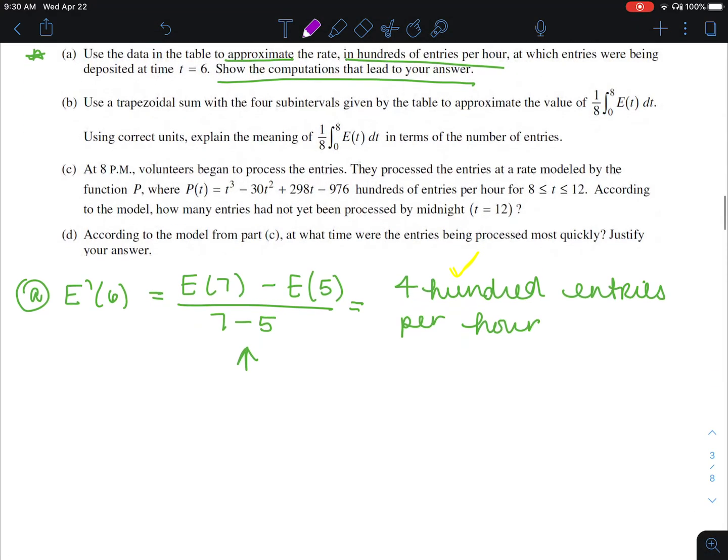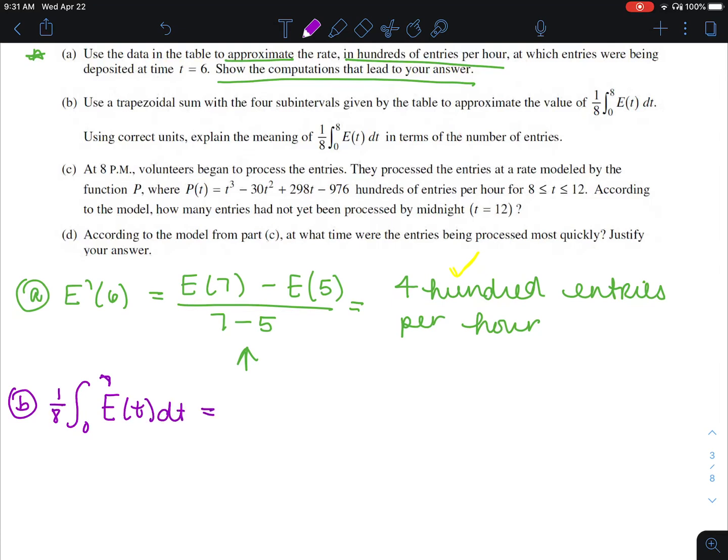Okay, part B says use a trapezoidal sum with 4 subintervals given by the table to approximate the value of 1 over 8, integral from 0 to 8 of E of t dt. Using correct units, explain the meaning of this in terms of the number of entries. So this is average value, which won't be tested, so I don't think you'll see interpret the meaning of this, but you still will be required to find the integral from 0 to 8, and so multiplying it by an eighth isn't going to kill us. I've got 1/8, integral from 0 to 8, E of t dt.